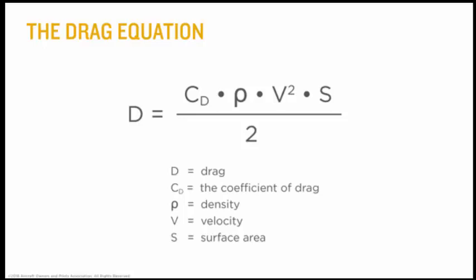For instance, since air density is the numerator of the drag equation, we know that drag will vary directly with changes in air density. Because velocity squared is in the numerator, we know that drag will vary with the square of velocity.